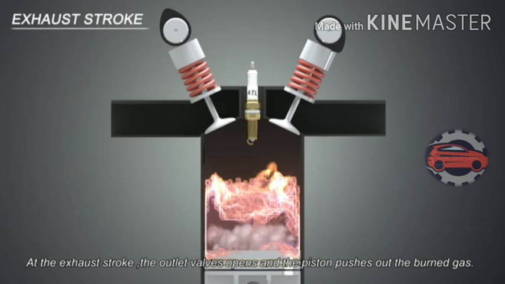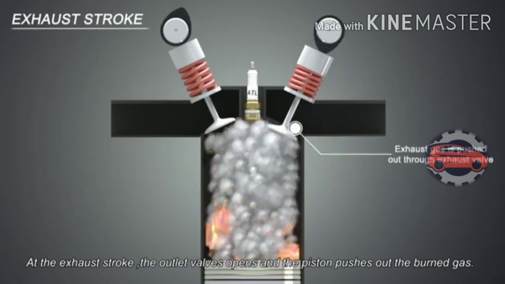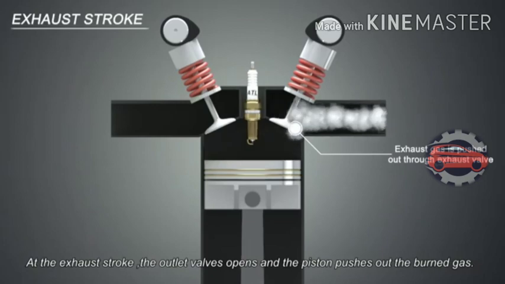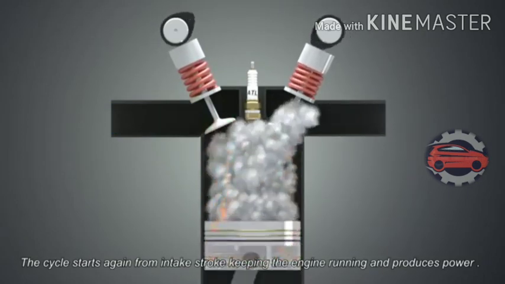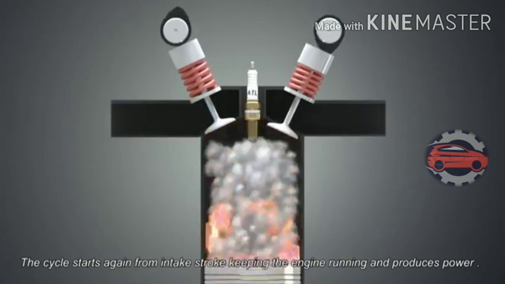At the exhaust stroke, the outlet valve opens and the piston pushes out the burned gas. The cycle starts again from the intake stroke, keeping the engine running and producing power.